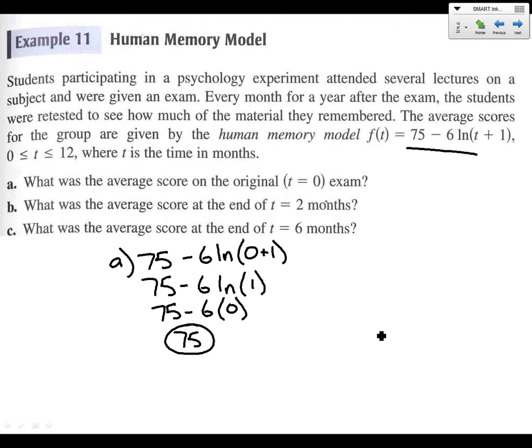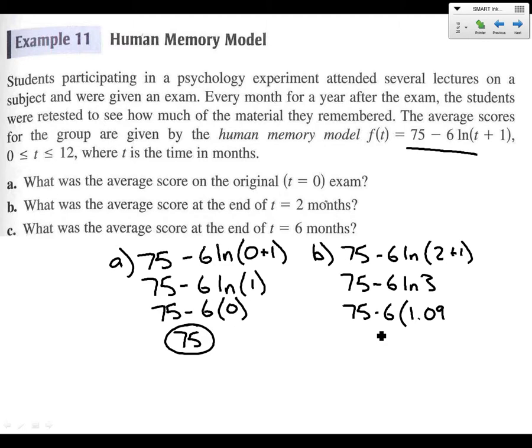And from here on out, we're just going to plug in the numbers appropriately. 75 minus 6 natural log of, plug in 2 for t, plus 1. Order of operations, if we do this right, we're going to say 75 minus 6 natural log of 3. What's the natural log of 3? I have no idea until I plug it into my calculator. All right, so natural log of numbers other than e, we're going to need to plug it into the calculator to figure out what it is. So I've done that calculation, and natural log of 3 turns out to be approximately 1.0986.